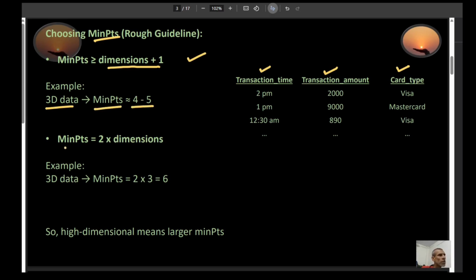Another one you can use is minimum points equal to 2 times the dimension. So if you have three-dimensional data, let's say this one, in this case your minimum points is going to be 2 times 3, and the answer is 6. In other words, the more dimensions you have, the more minimum points you're going to have.